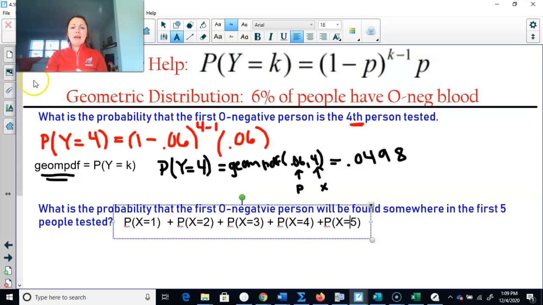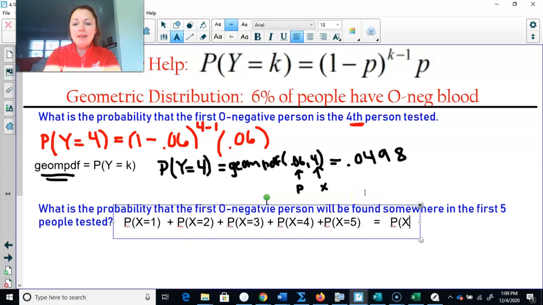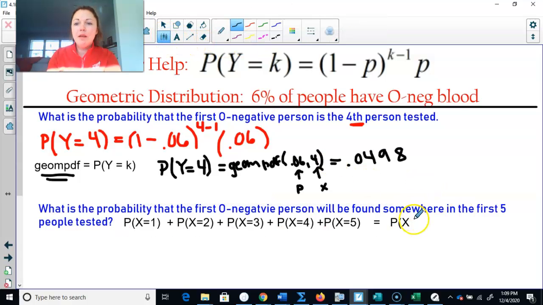So what we could do, ladies and gentlemen, is we could do a geom PDF for 1. So we would change this 4 to a 1, do it again for a 2, change it to a 2, do it again for a 3, change that to a 3 right there. We've already have the 4, and then change it to a 5. We could do that and we could add it all up. But this statement is the same as the probability of X being less than or equal to 5.